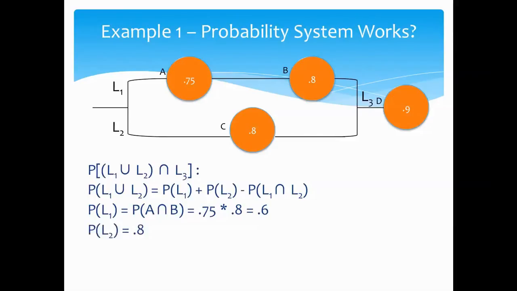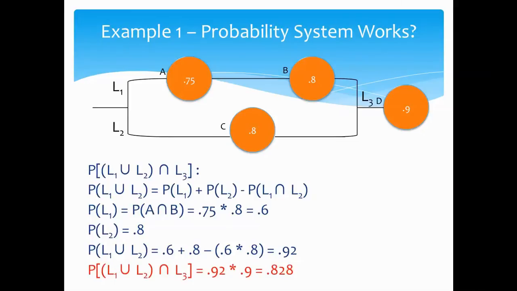Next, we need to find the probability of line 2 working. This is just 0.8 because there is one component in the line. Using the equation from above, we can see that the probability of line 1 or line 2 is 0.92. The probability that line 3 works is 0.9. Therefore, the probability that the system works is 0.92 times 0.9, which is equal to 0.828.